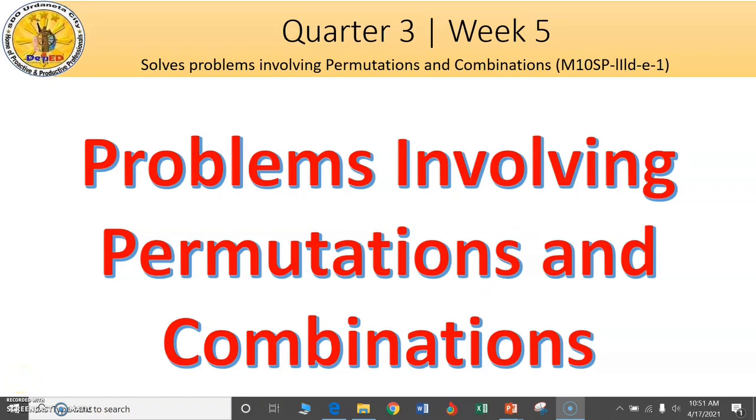From the previous weeks, we have learned about permutations and combinations and the different formulas that are associated with each. We also learned how to differentiate permutation from combination. Today, we are going to solve some problems concerning permutations and combinations.